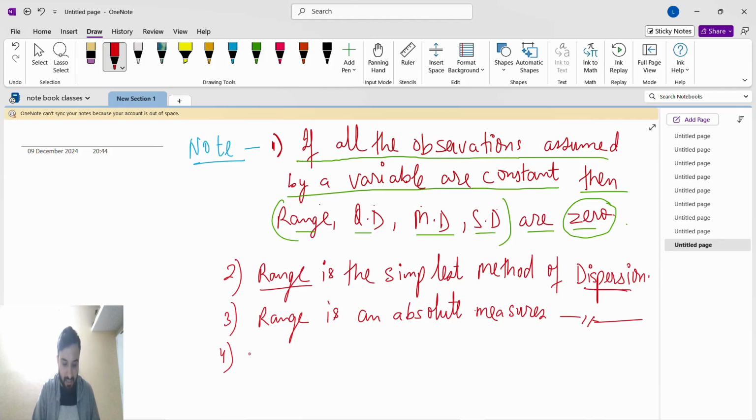Fourth, range does not depend on all observations. Range only depends upon the highest and lowest observation.